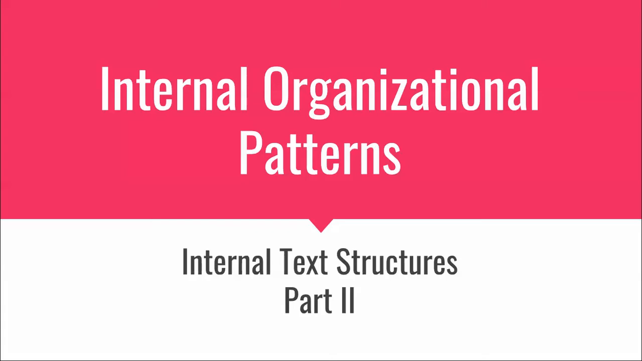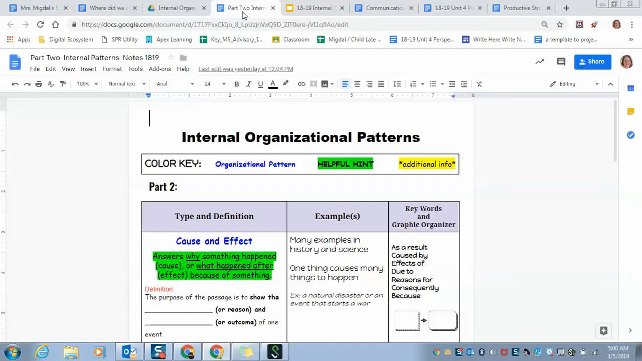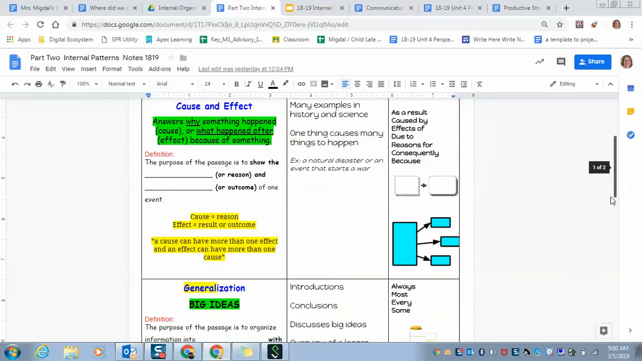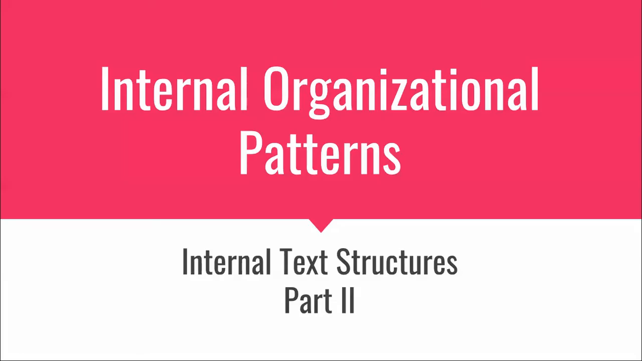If we can predict, if we can understand the pattern a writer is using, it is much easier for us as readers to understand the text. And that's why we do this. We study these text patterns to help you understand the text. This is your part 2 notes. Again, notice the green helpful hints and the yellow additional information. We're going to take a quick look at the last 3 organizational patterns and examples.